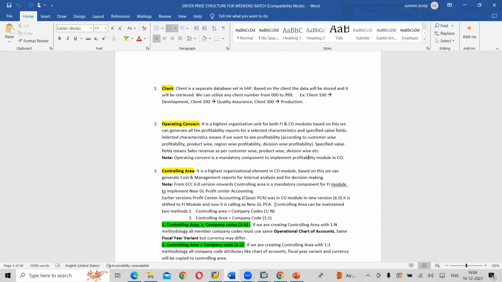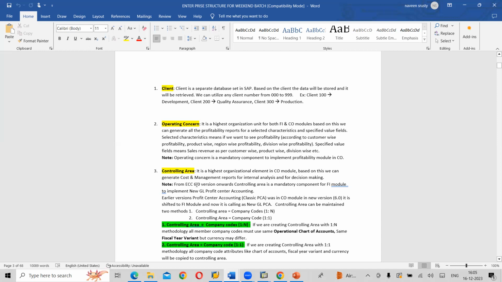Okay, so till here, any question? What I would like to say is, controlling area is the highest organizational element in the CO module. Operating concern is for both FI and CO, but controlling area is the highest organizational element. Here it is a unit and here it is an element, like cost element, for the CO module. Based on this, we can generate internal reports.